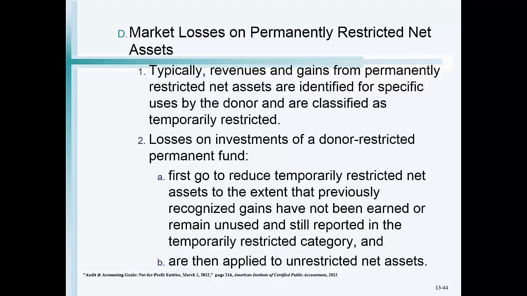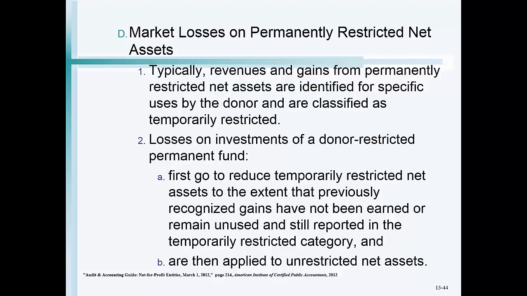Now, let's take a look and see what happens when we have gains and revenue that come in on these investments that are held by the not-for-profit. Typically, with revenues and gains, the donor will tell us how to handle those. They'll say if there's revenue, say interest or dividends, or gains in value of the security, those are to be used for, say, a preschool program. I'm just making that up. If that's the case, then what?